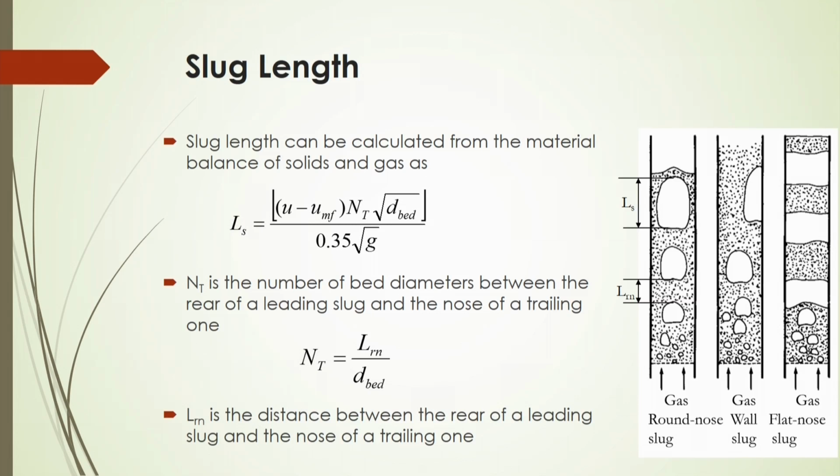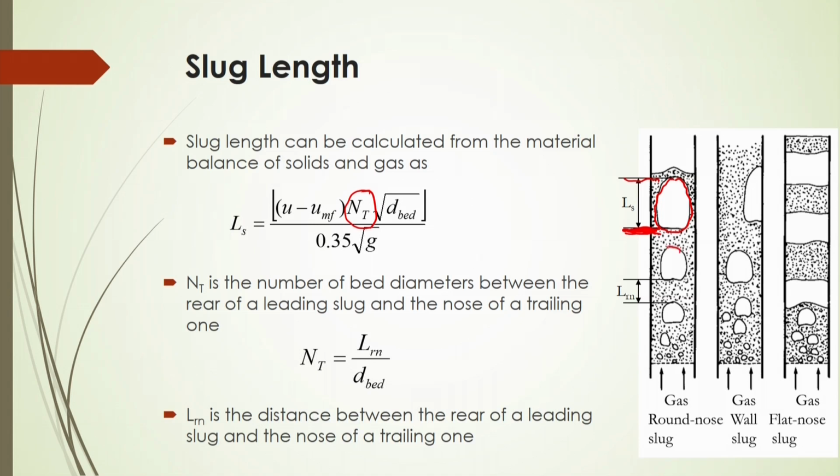If we consider the slug length as shown in the picture, this length is the slug length, denoted by Ls. Then this Ls should be equal to (U minus UMF) into Nt into root over d bed by 0.35 g. What is this Nt? Nt is the number of bed diameters between the rear of a leading slug and the nose of the trailing one.